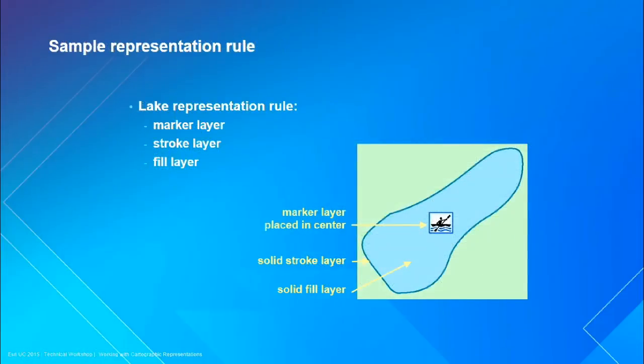Here's another example. This lake is a single symbol or a single representation rule. It's made up of 3 primitives. Again, a very simple example, but getting you used to the idea of working with primitives. The 3 layers that make up this representation rule are of type marker, stroke, and fill. And the fill is obviously the blue fill in the water. The stroke layer makes up the outline of the polygon, and then we've placed a marker in the middle.